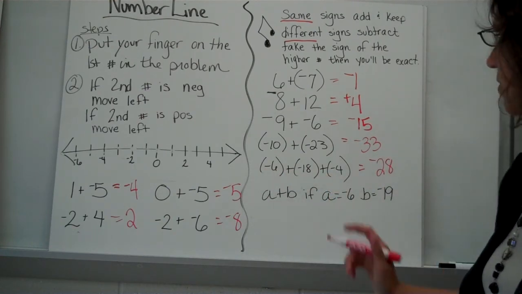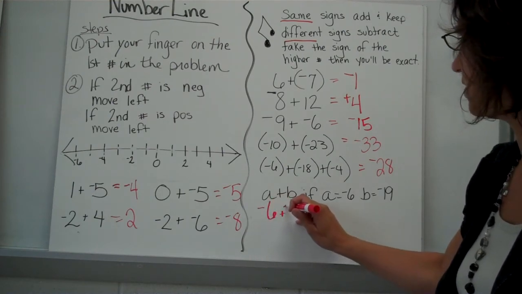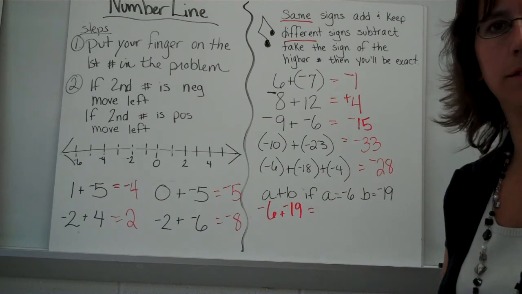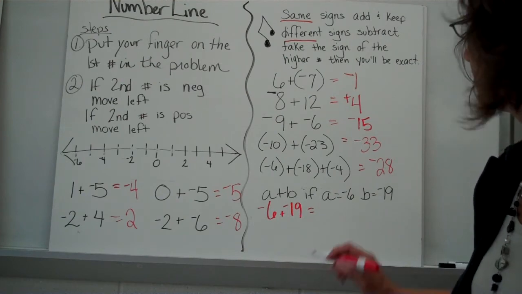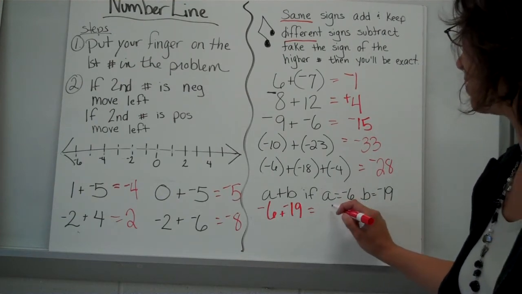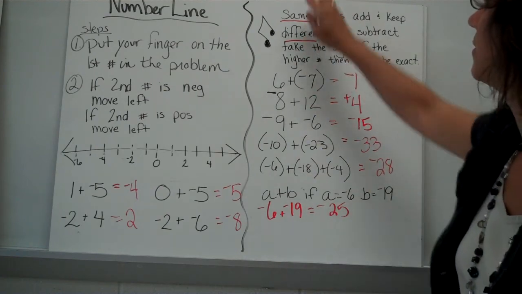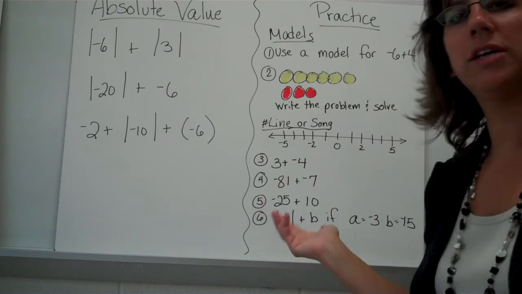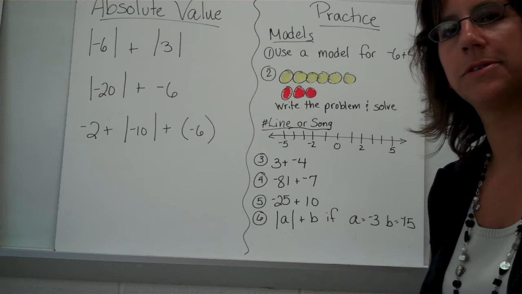All right, this last example here, A plus B. The A is negative 6. The B is negative 19. Same signs, add and keep. All right, let's go ahead and add them and keep the sign. All right. Go ahead and pause the video. Try all these examples on your own, and then come on back and we'll go over the answers.